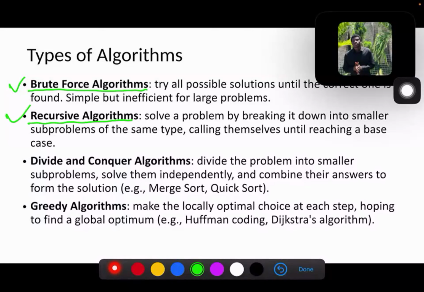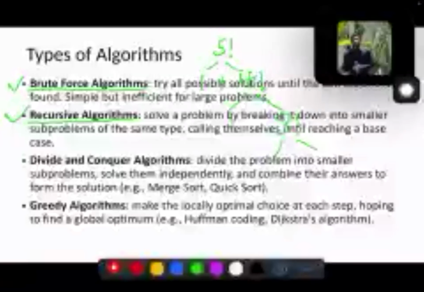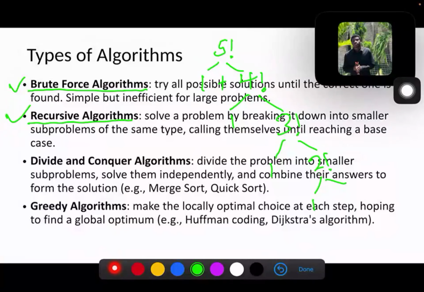Recursive algorithms are algorithms where we try to solve a problem by breaking it down into smaller units. So for example, if I ask you to find the factorial of 5, because we don't know the factorial of 5, we reduce the number and find the factorial of 4. Because we don't know the factorial of 4, we reduce it to the factorial of 3, then the factorial of 2, then 1, and then 0.